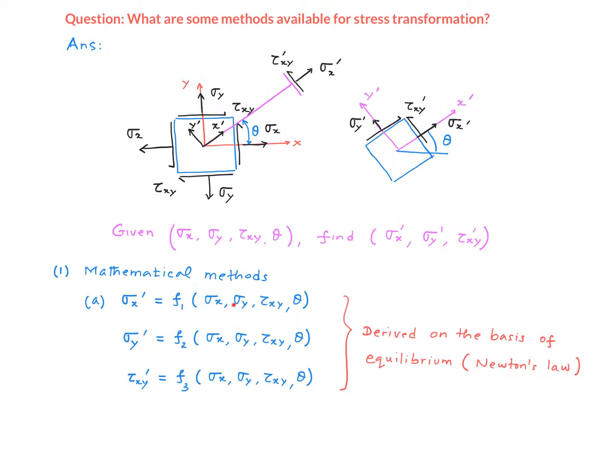We will refer to the first class as the mathematical methods, and there are two of them. The first one, we derive one equation for sigma x prime, another one for sigma y prime, and a third one for tau xy prime on the basis of equilibrium or Newton's law. So once we have numbers for these quantities, all we have to do is substitute in these equations, and then we can calculate values for sigma x prime, sigma y prime, and tau xy prime.